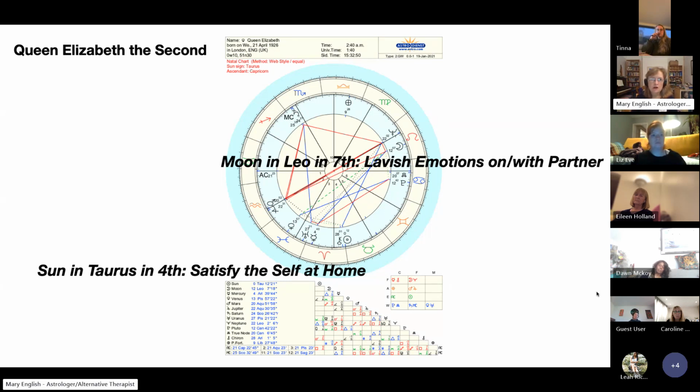Sun in Taurus in the 4th, her home, her roots, her family were very important for her. I think she got a bit upset when one of the houses she lived in, it wasn't Buckingham Palace, but one of them, Laura will know, one of the houses burnt down or had a fire there, and that was really gutting for her. So the home, the roots, the house was very important for her, and that's where she wanted to be. Satisfy the self at home, because the key word for Taurus is satisfy.